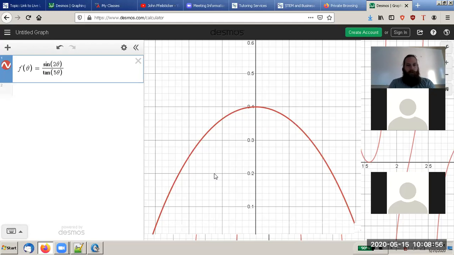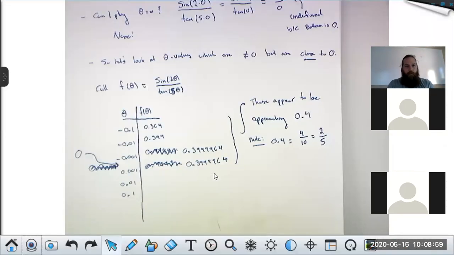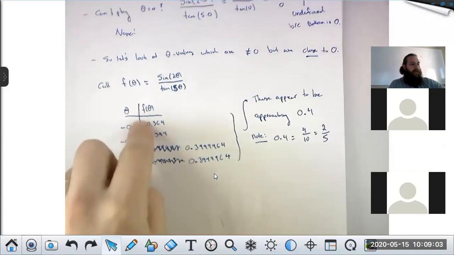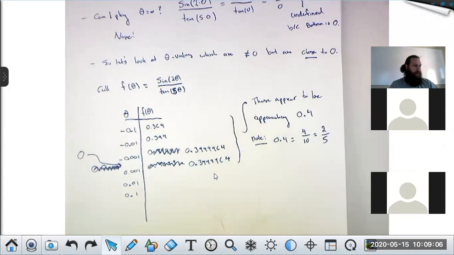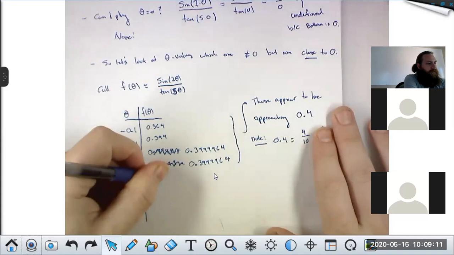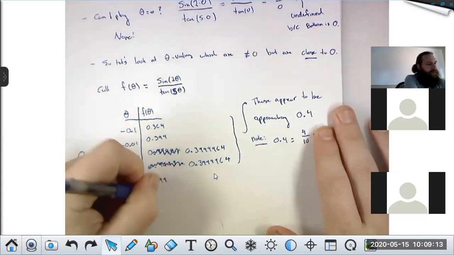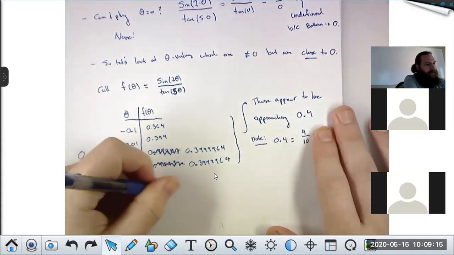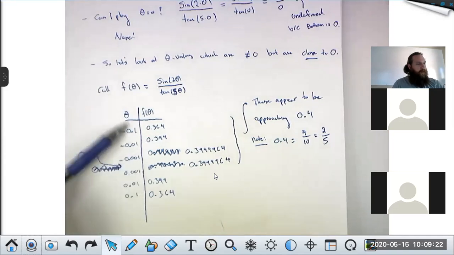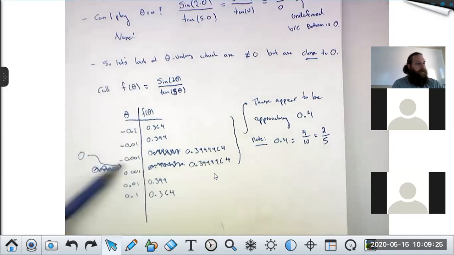So yeah, this is a good problem. Here's the table that we made. If you wanted to fill out the rest here, you could. It's going to come out with these same numbers we had here. So I'll go ahead and write those in. So this would be 0.399 rounded the same way, and this would be 0.364. And so what you see is, yeah, as you get closer to 0, whether you're coming in from the left or from the right, you get closer and closer to outputs being 0.4 or 2/5.